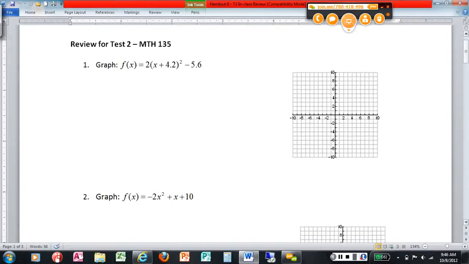All right, so for this test, we have talked about graphing quadratic functions. Quadratic functions, of course, by that we mean x squared equations, and we talked about two types, and one of the types is number one here on this little review handout.